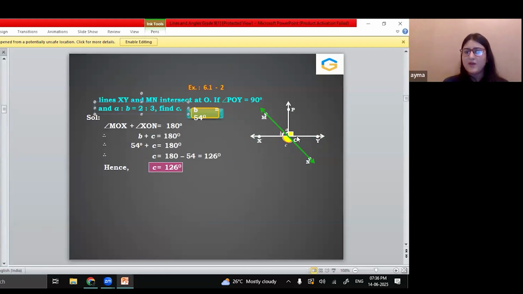It says you have two lines XY and MN and these two intersect each other at point O here. It says angle POY. Where is the POY? That means this angle right here. It's equal to 90 degrees. And A is to B. A is to B is equal to 2 is to 3. Then you need to find the angle. Understand, a ratio is given, okay.